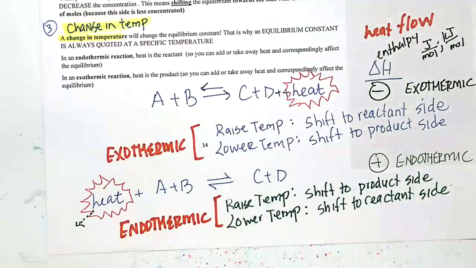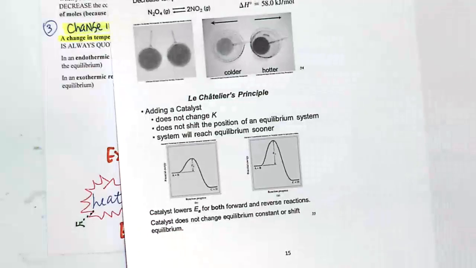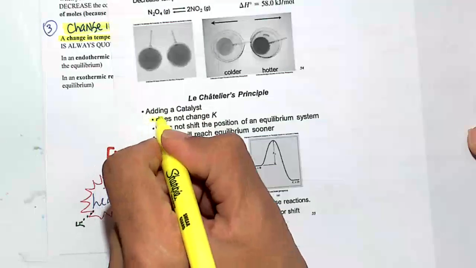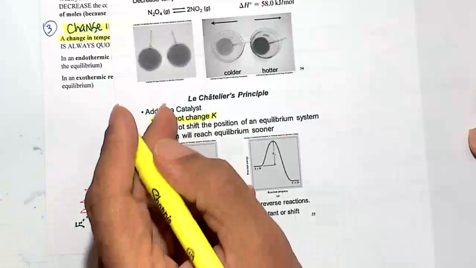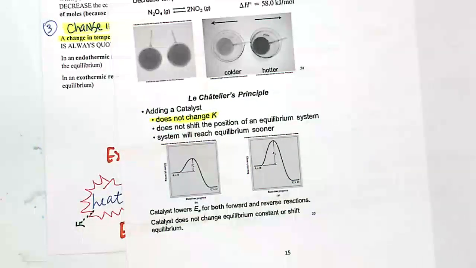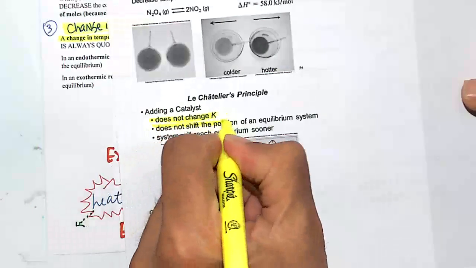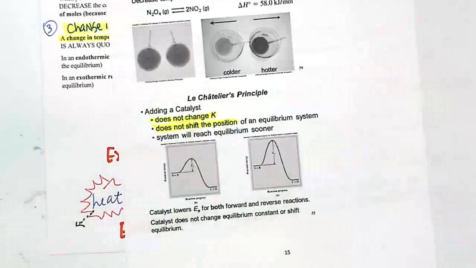Alright, finally, if we add a catalyst, nothing will happen. It will neither shift left or right. The catalyst does not change the equilibrium constant, and nothing happens. So if you add a catalyst, it will not shift left, it will not shift right.